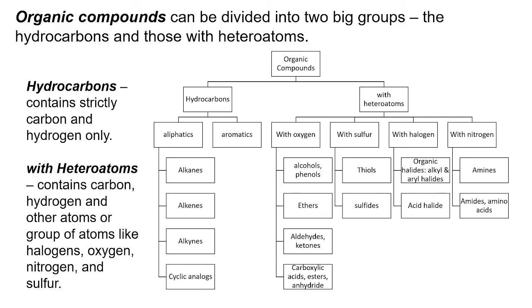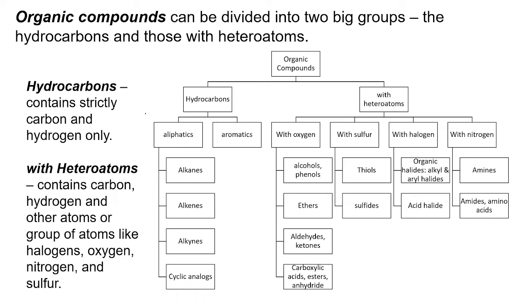So with this division class, we can see that we have different divisions under the hydrocarbons and the heteroatoms. For the hydrocarbons, we can further divide them into aliphatics and aromatics. What is the difference between those two? When we talk about hydrocarbons, these are strictly carbon and hydrogen only. When we talk about aliphatics, these are just chains of carbon and hydrogen. One example of that can be, let's say, propane.